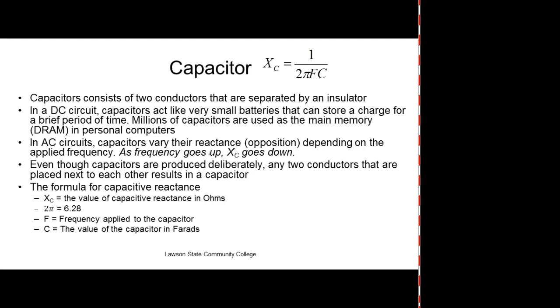So in a DC circuit, what does it say? In a DC circuit, it says a capacitor acts like a really small what? Battery that can store a charge for a brief period of time. In fact, there's a type of memory called DRAM, Dynamic Random Access Read-Write Memory. This is the memory in this computer. And it's nothing but thousands of little capacitors. They either charge them up or they discharge them.